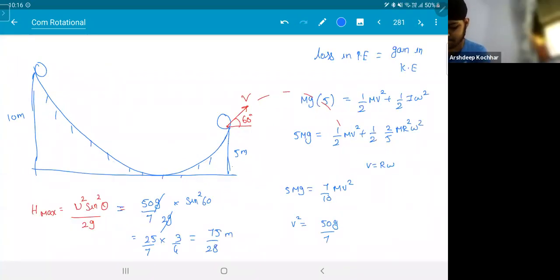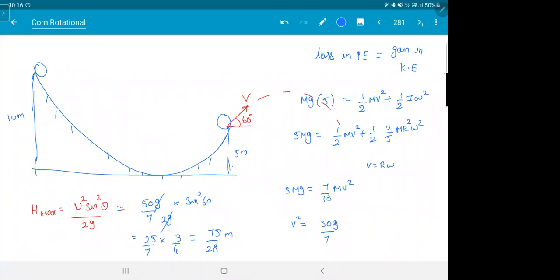Any doubts on this thing? There, people, kinematics and this thing. So projectile motion and all those stuff you should remember. Next one.